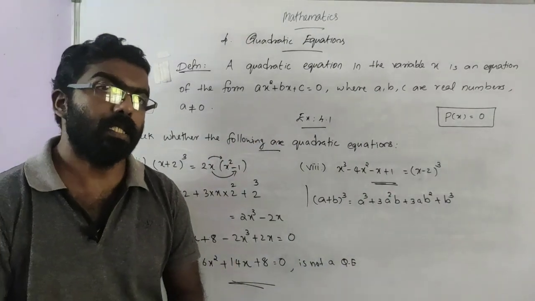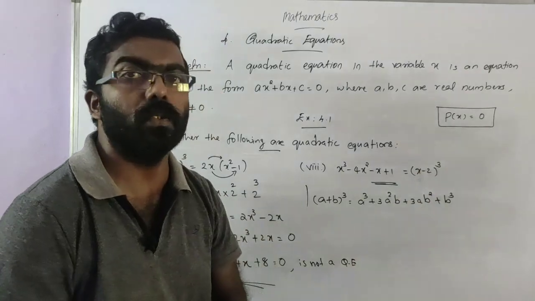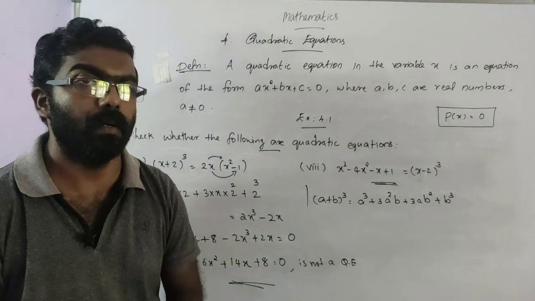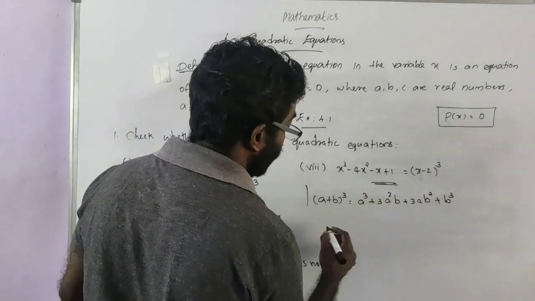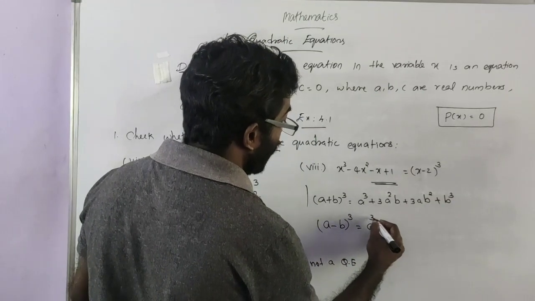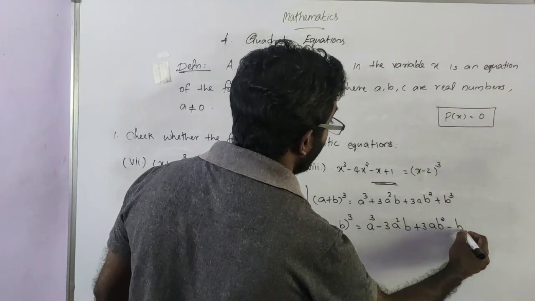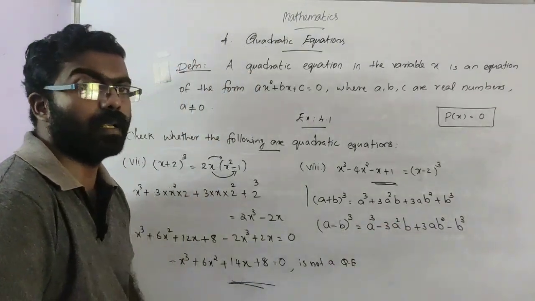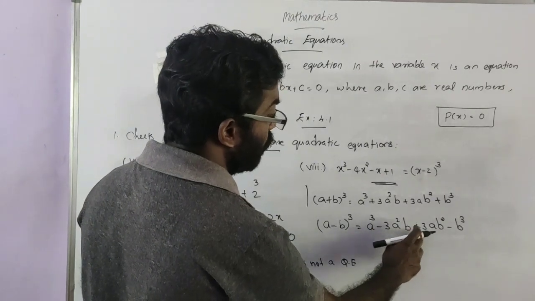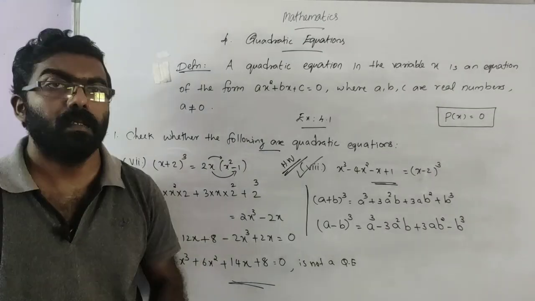Okay. And here the last one is x cube minus 4x square minus x plus 1 is equal to x minus 2 the whole cube. Here we have x minus 2 the whole cube, so we have to use the formula a minus b the whole cube, which is equal to a cube minus 3a square b plus 3ab square minus b cube. Alternately, we change the sign. So using this, you can easily find the answer, and it is a homework.